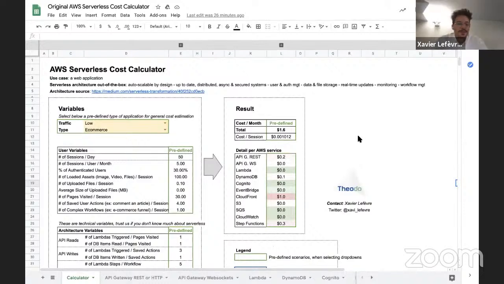It's a spreadsheet for the moment. The idea is to expand it eventually, but for the moment it's a spreadsheet. It's easier to iterate, and it's accessible. I released it, and you can use it afterwards if you want. I'm going to give you the link.